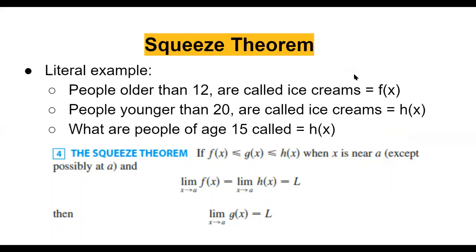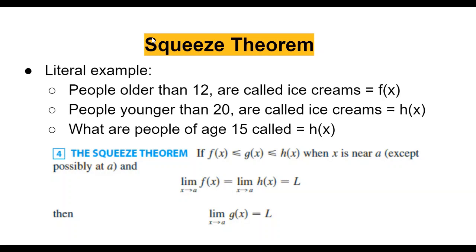Now, a good way to describe this would be, imagine if I tell you that people older than the age of 12 are called ice creams. People who are younger than 20 are also called ice creams. So what would you call people of age 15? Again, ice creams. That's what we figured, because in the entire scope between 12 and 20, the people are called ice creams. So someone age 15 would also be ice cream.